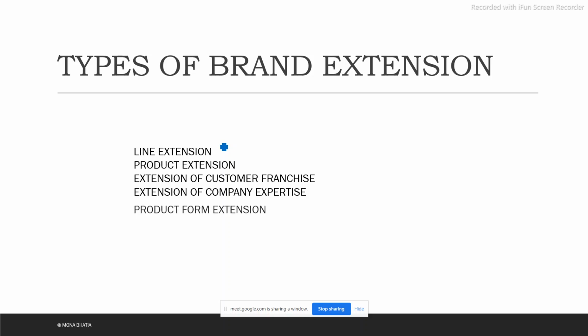Okay? Product form extension. When a brand is launched in a different form, totally, that is called product form. So if a different product form is within an entirely different product category, for example, Amul milk extended to Amul condensed milk or Amul butter, okay? So that is called product form extension.